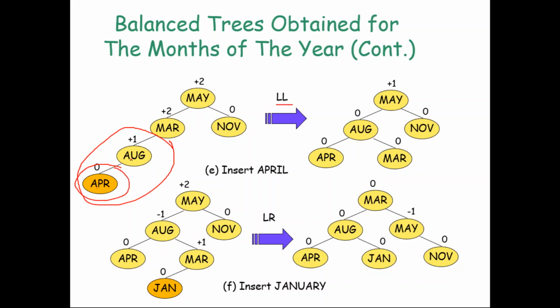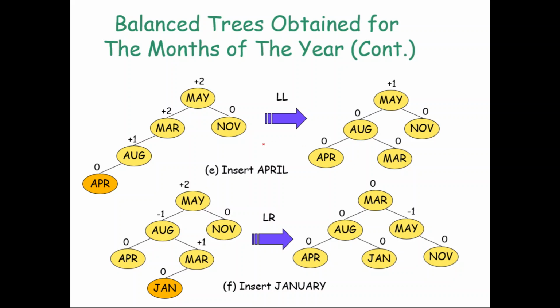If it is on the left side, then you have to rotate March to the right side. If you rotate March to the right, then August will become the root of this subtree. This March will become August, and March will become the right child of August, and April will be the left child of August. So this is the resultant tree, and if you calculate the balance factor for all the nodes, it is fine. It is still a balanced tree.